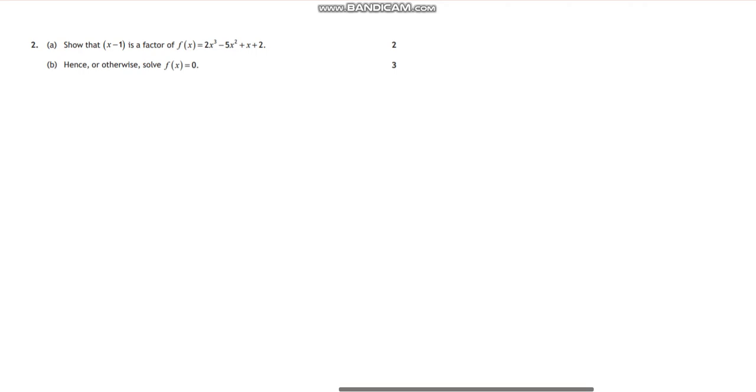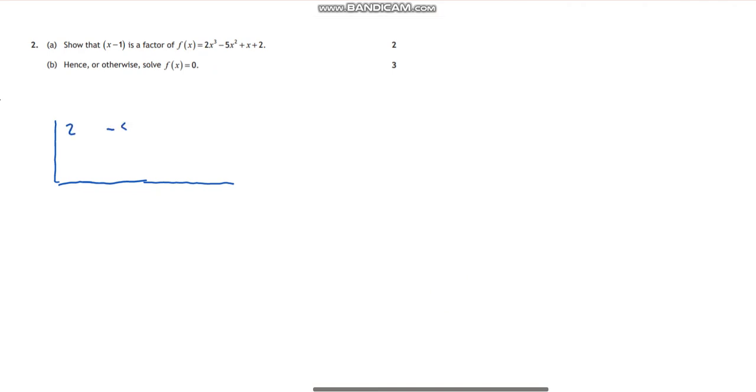Okay, question 2. Classic, isn't it? Classic. We've seen these time and time again. Your polynomial skill: solving equations where you've got a factor bigger than 2. So quadratics is your factor of 2. Now we've got a factor of 3. And to do that, we're going to use our synthetic division.